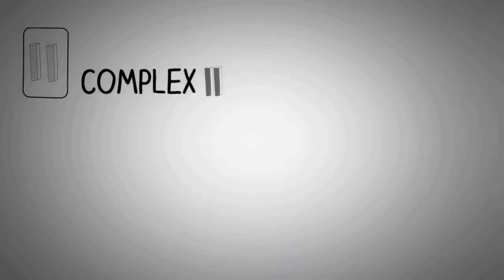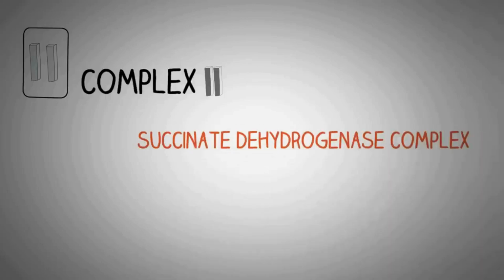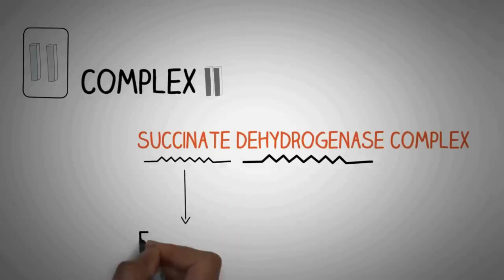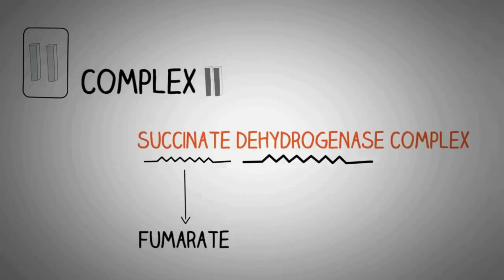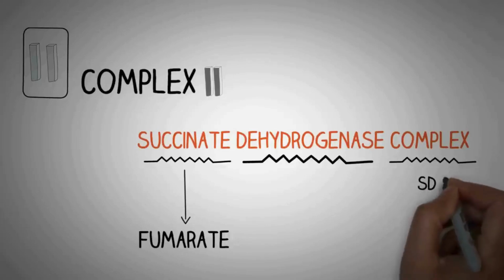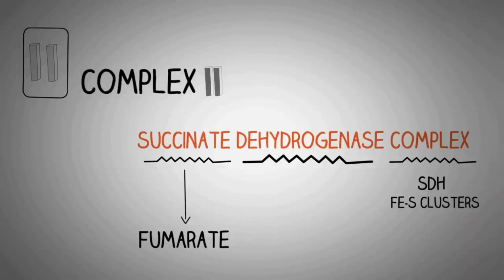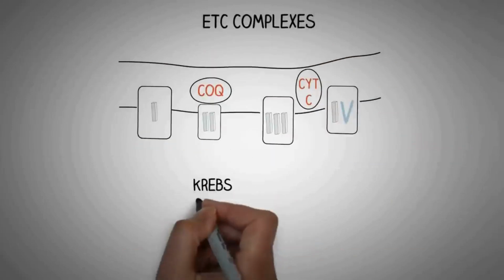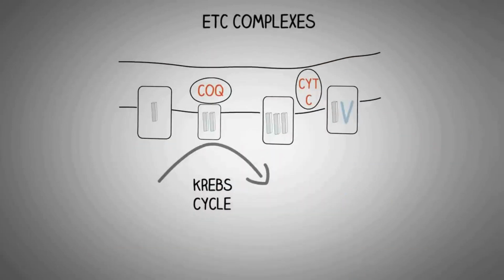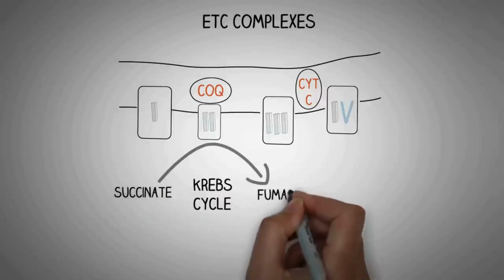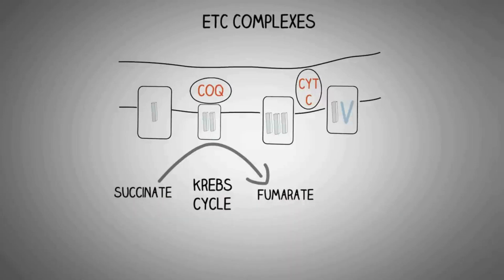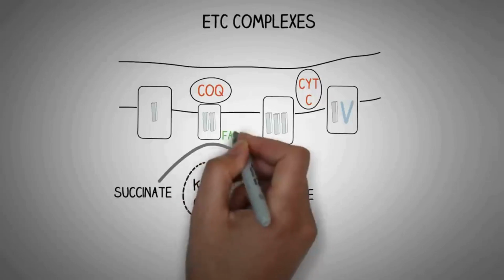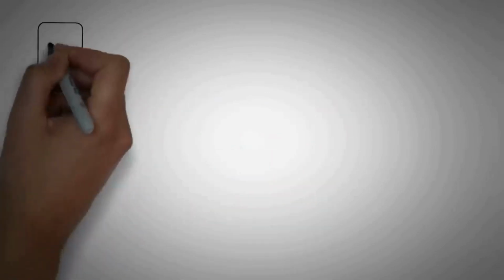Now coming to complex 2 of the electron transport chain. Complex 2 is called succinate dehydrogenase complex. It is called a dehydrogenase because it removes hydrogen from compounds. In this case, it removes hydrogen from succinate and oxidizes it to fumarate, which is a step of the Krebs cycle. Similarly, it is called a complex because it also contains iron sulfur clusters in addition to succinate dehydrogenase. The second complex is a part of the Krebs cycle which catalyzes the oxidation of succinate to fumarate.